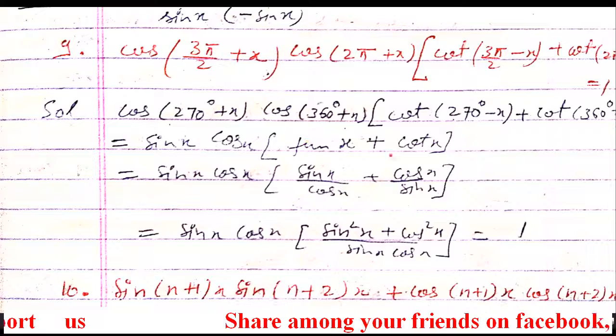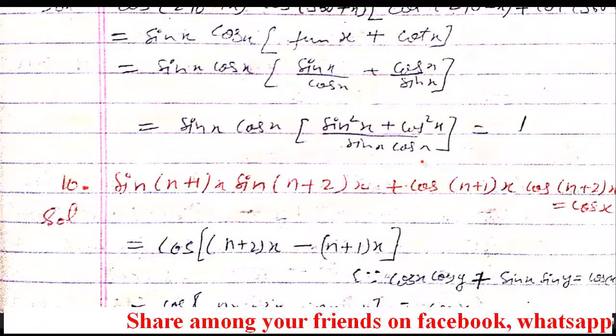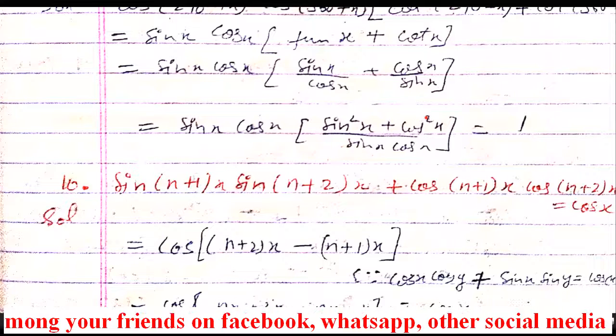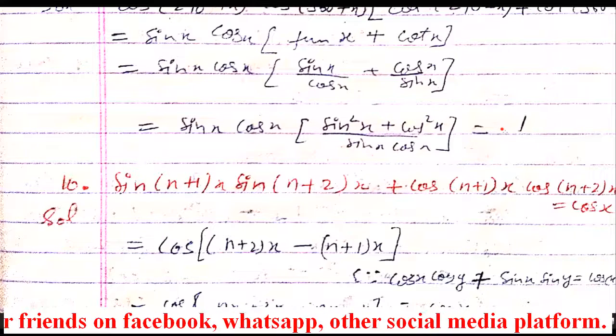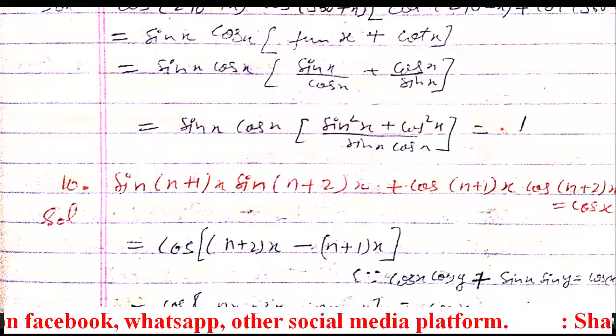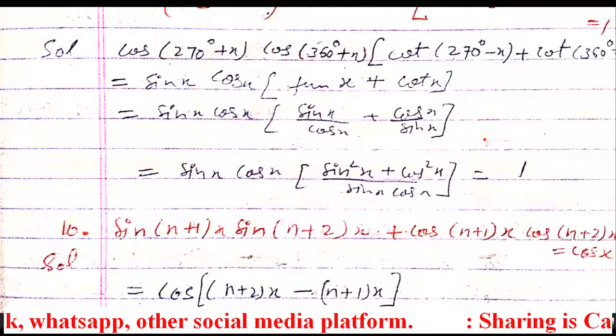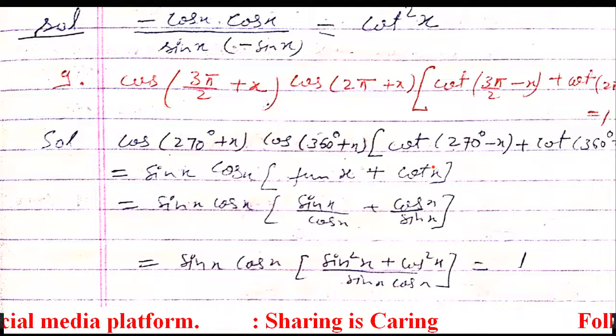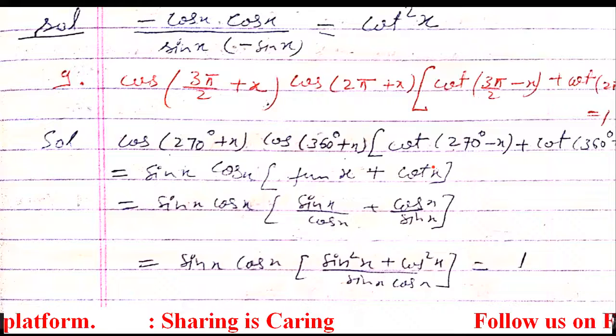Then change this tan and cot into sin and cos, take the LCM, and after all cancellation and using the identity sin²x + cos²x = 1, you will get your right hand side. So like this, questions number 7, 8 and 9 are completed. This complete exercise is based on the formulas.